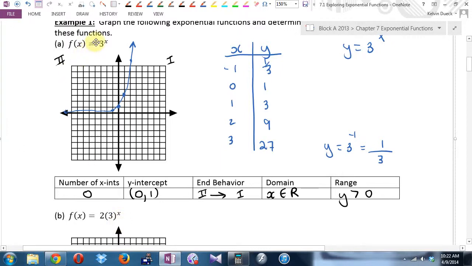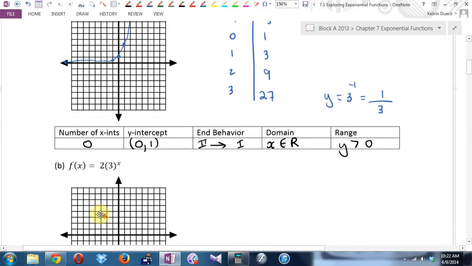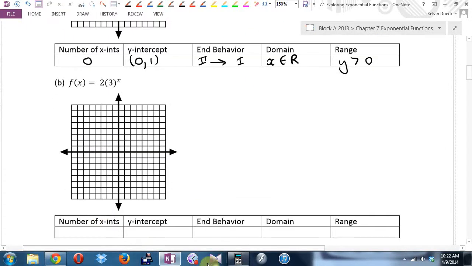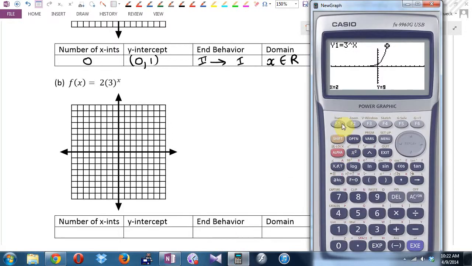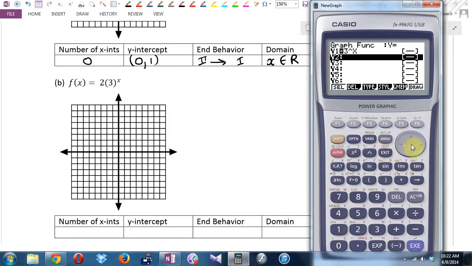By the way, technically there's a coefficient right there. What number is sitting right there? It's invisible. 1. What number is sitting right here? 2. Okay. Let's look at what this does. So let's go exit. Type 2 times 3 to the power of x.